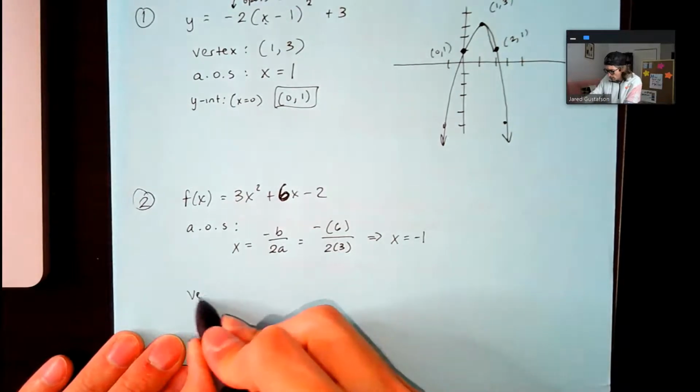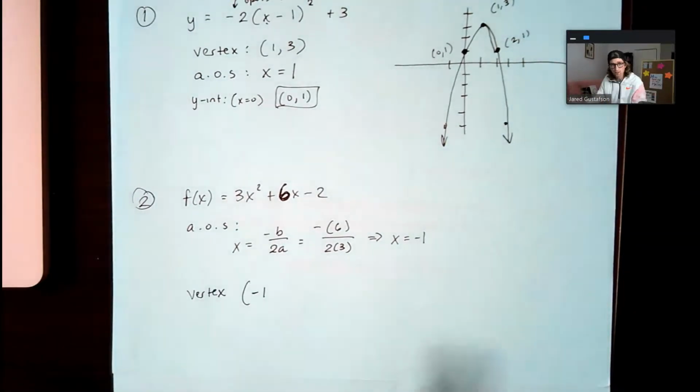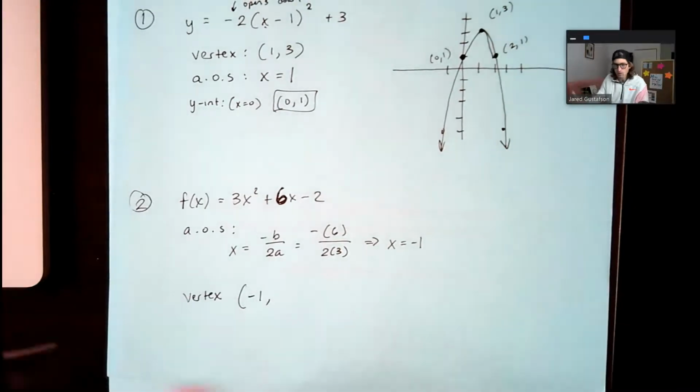How does that help us find our vertex? Well, they share similar x things. So the x-coordinate of the vertex is the same as that number, -1. And how do we find a y-coordinate? You plug in -1 into the function.